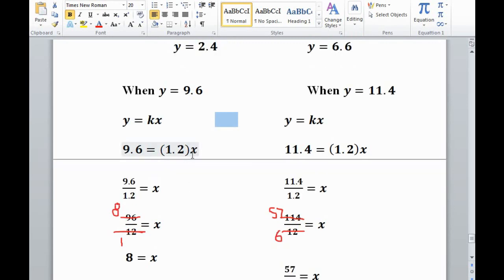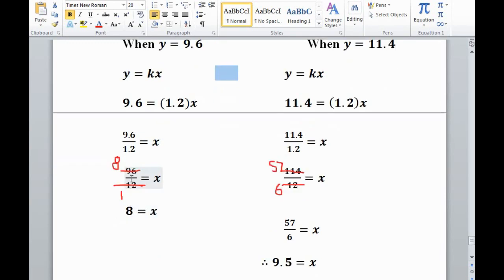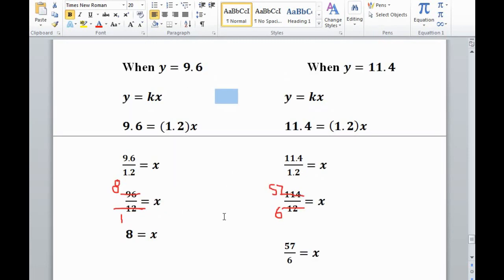To find x, let's take this 1.2 to the left side, then the fraction is 9.6 upon 1.2. So this fraction can be written as 96 upon 12 because we have the same number of digits after the decimal in the numerator and denominator. So 9.6 upon 1.2 can be written as 96 upon 12. Okay, 96 is a multiple of 12 because 12 times 1 is 12 and 12 times 8 is 96. So x is equal to 8 when y equals 9.6.